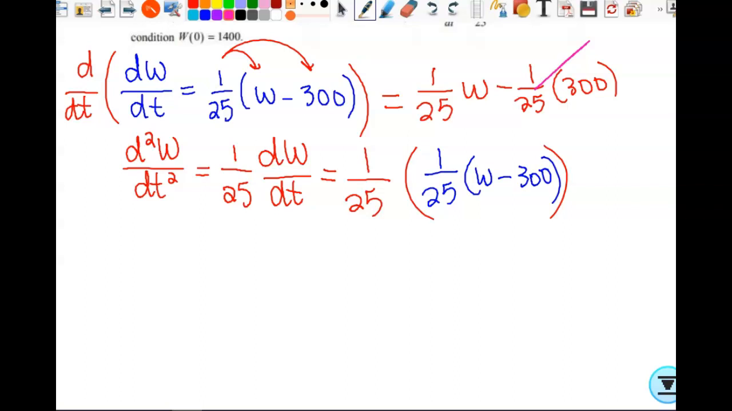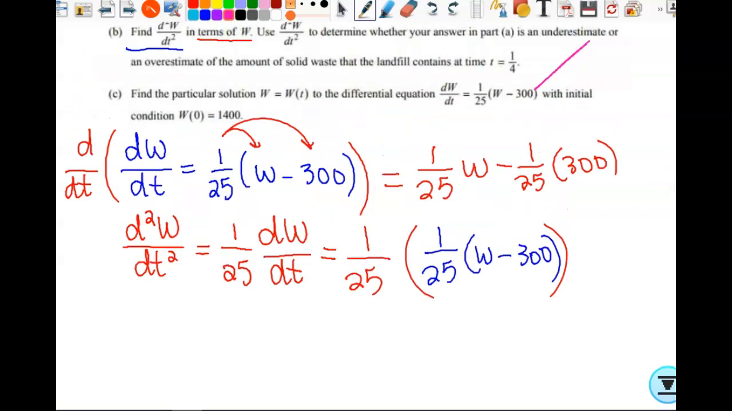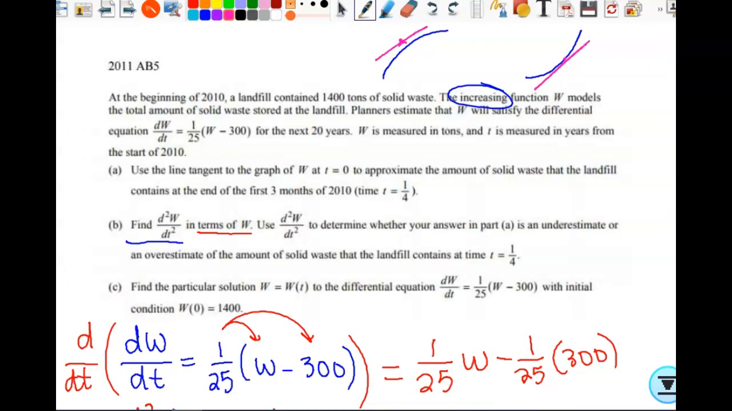Okay. Did you hear what he said? If w is greater than 300, then I know this quantity will be positive. Multiplied by 1/25, still positive. So talk to me about w. What do we know about w?